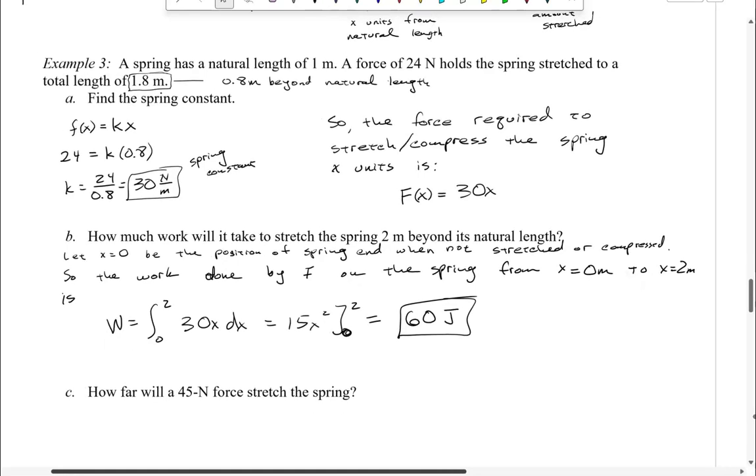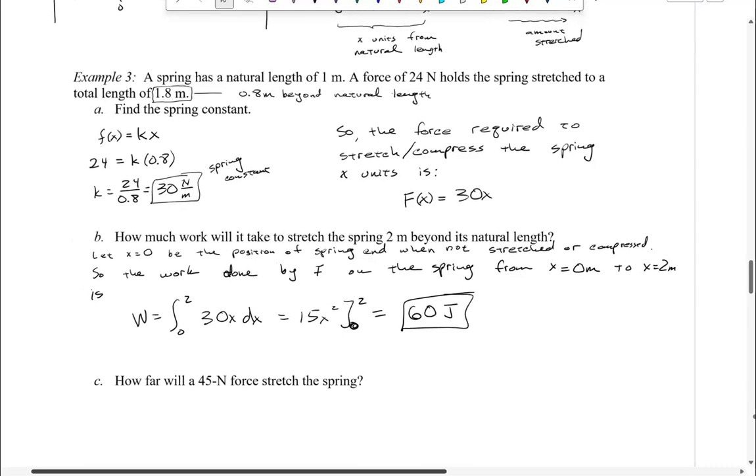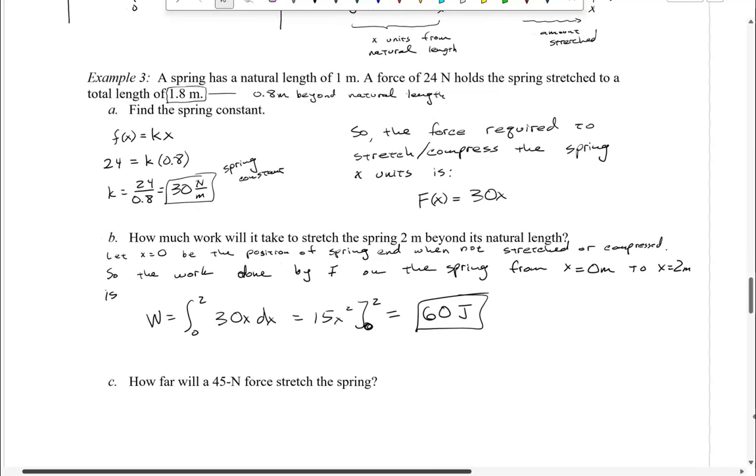And so we do have one more question here. How far will 45 Newton force stretch the spring? As you're working on these, you want to get it clear in your head: are they asking for work, or are they asking about force? Part B is definitely a work question, right? It's right there in the question. And in part A, we didn't really do anything with work because we were just finding the force function, in particular, finding the spring constant. But in part C, there is nothing involving work.